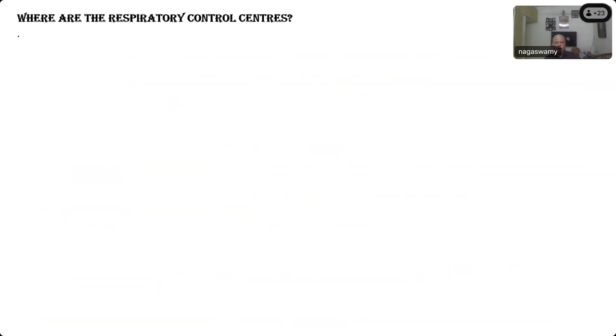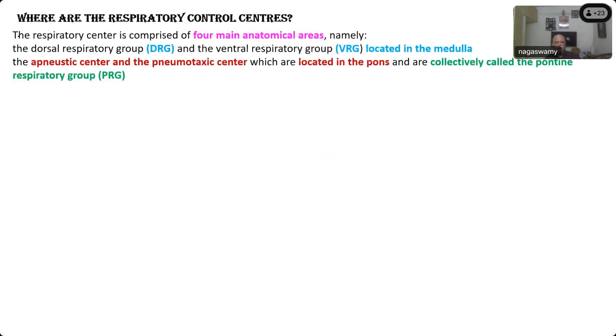So where are the respiratory control centers situated? Of course, this we have already seen. There are four main anatomical areas: the dorsal respiratory group and the ventral respiratory group, which are situated in the medulla, and then the apneustic and pneumotaxic centers, which are located in the pons and are collectively called the pontine respiratory group. So the neurons are present in both the medulla and pons. In the pons there are two centers called apneustic and pneumotaxic, whereas the inspiratory and expiratory centers are situated in the DRG and VRG in the medulla.